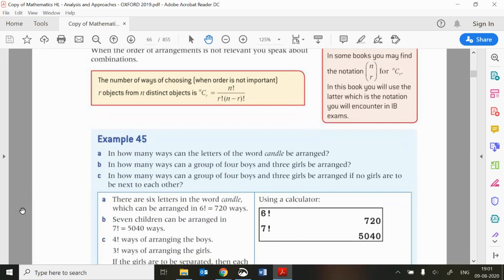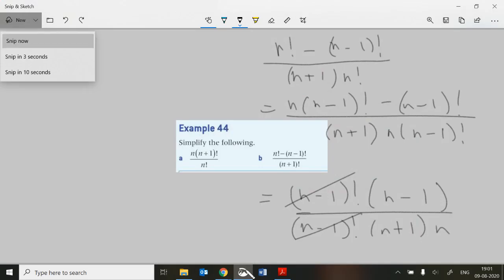Now, I'm going to go straight into example 45, but I'm going to do this in my own way here. So I'm going to do a little teaching just separately on this.